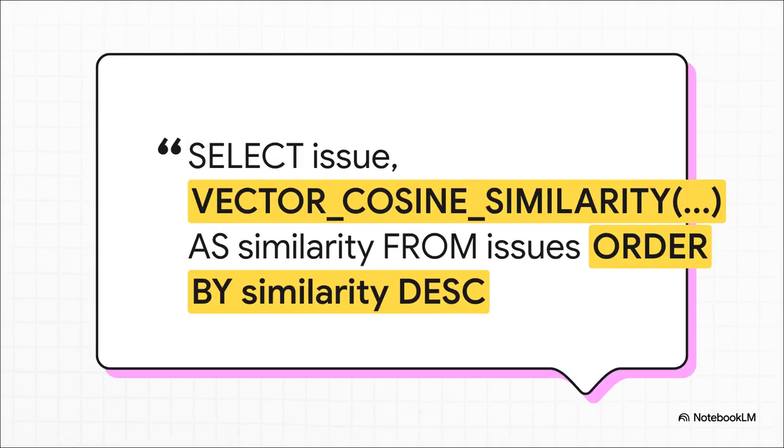And what's just mind-blowing is how simple the query is to do this. We're just telling Snowflake, hey, calculate the cosine similarity for me, and then just show me the top 5 most similar issues. That's it. It's a full-blown semantic search, and it's written in plain old SQL.